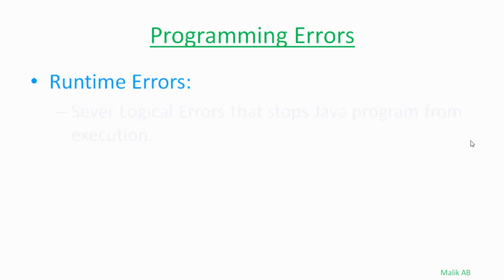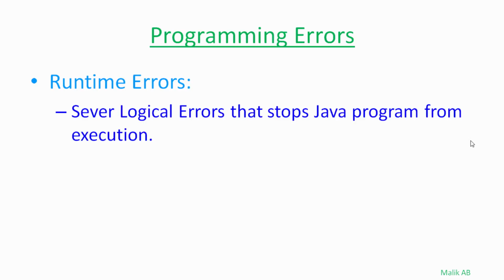Third type is runtime errors. These are also logical errors, but these are severe logical errors, and these errors will stop the Java program from execution. And the bad thing is that the compiler will not help you to understand where this bug has occurred. So you should think clearly before writing the program to avoid these logical errors.